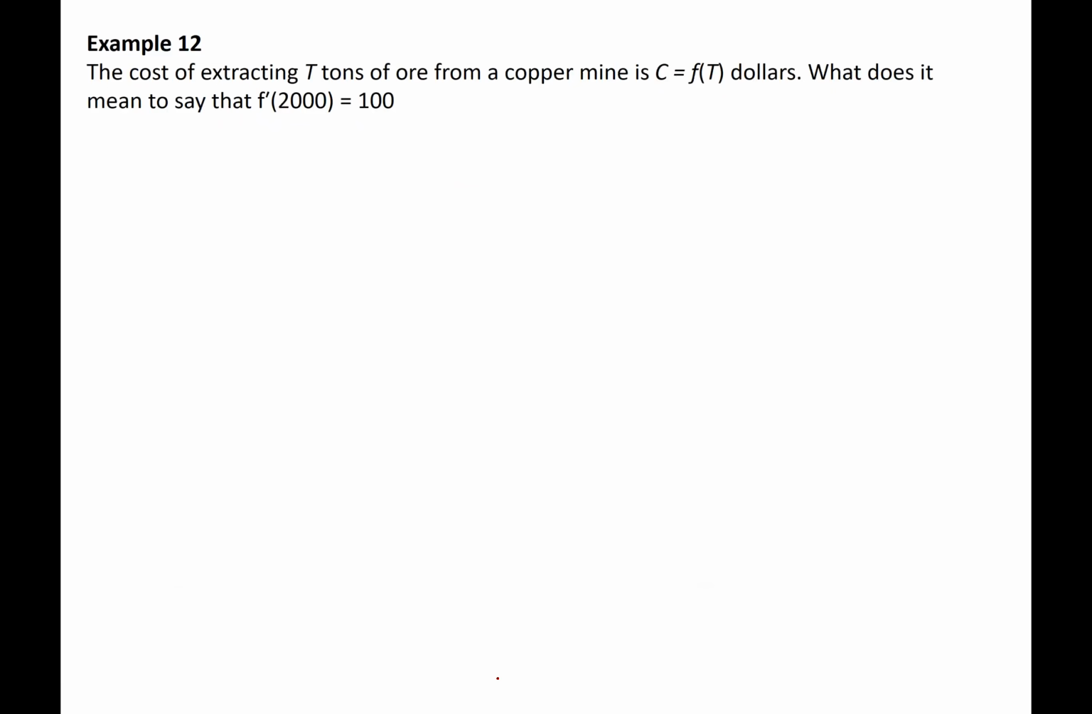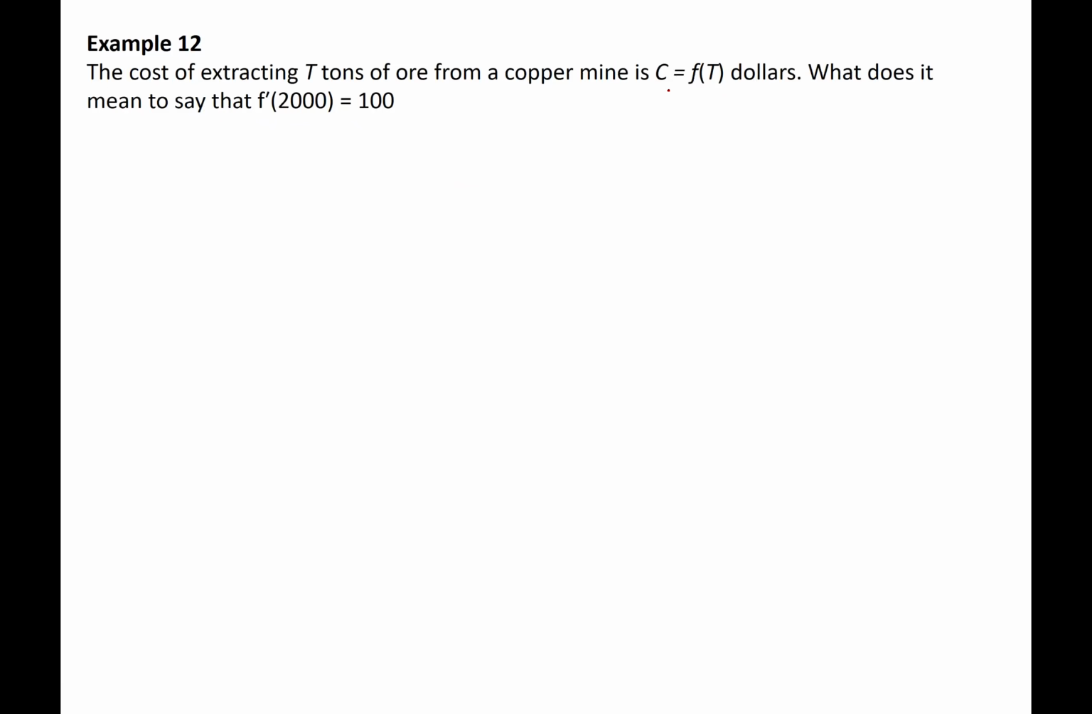Okay, the cost of extracting T tons of ore from a copper mine is defined as a function f of T. T is tons and C is cost in dollars. What does it mean to say that f prime at 2000 is 100? Okay, we have to know how to interpret the derivative. That means f prime at 2000 is 100.